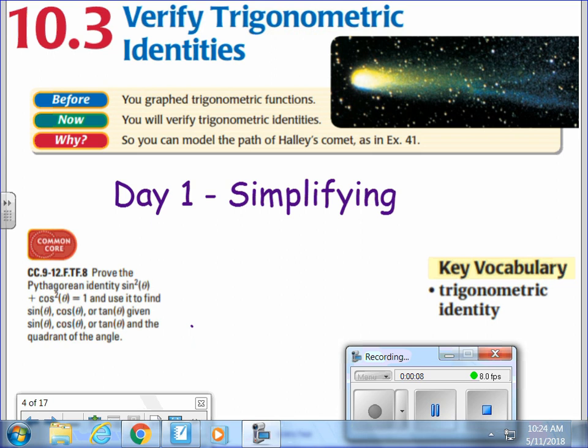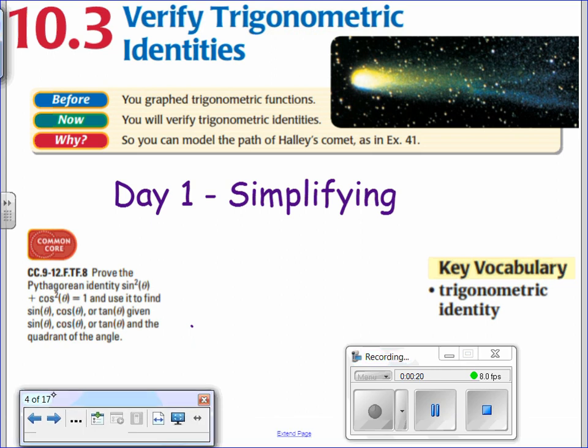Verifying trig identities. I did pass out a little slip of paper to everybody in the classroom that has all the identities on it. So if you're absent and you're watching this video, just ask me for one of those when you get back so you don't have to write them all down because there's a lot.